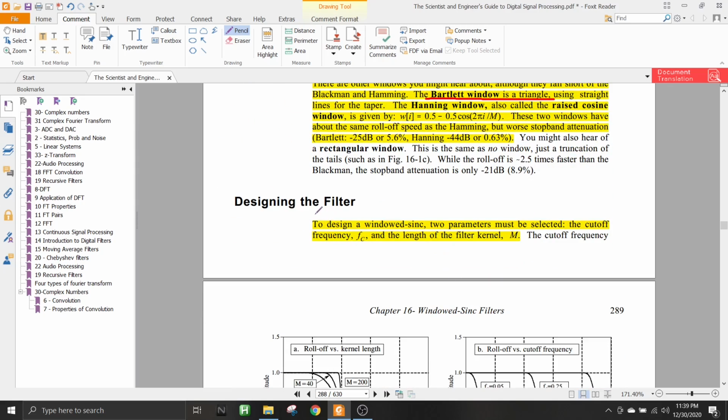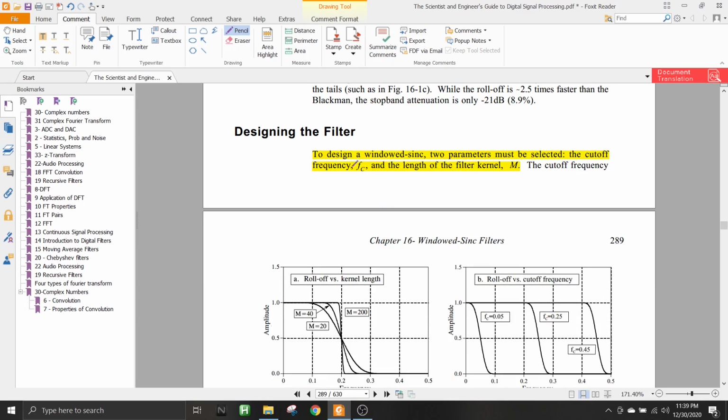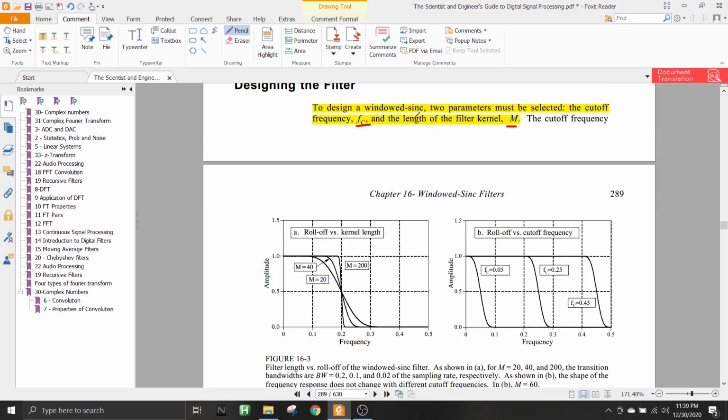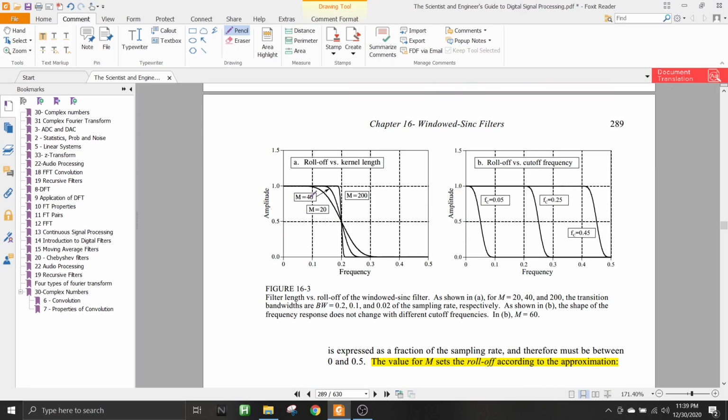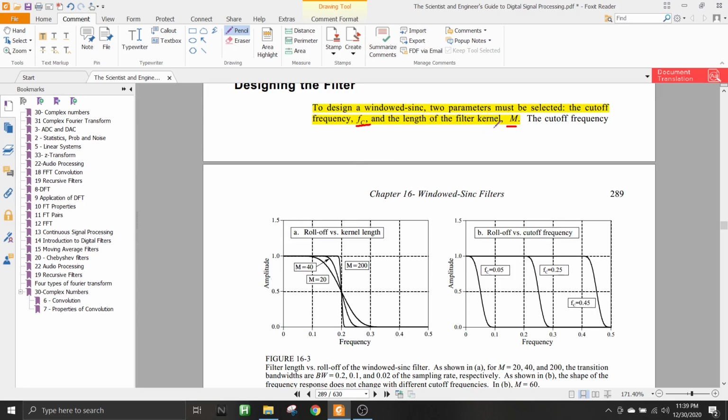Now, next we talk about how we design a window sinc filter. To design a window sinc, two parameters are selected: the cutoff frequency FC and the length of the filter M. So FC and M, these are the things that we can control about a window sinc filter. And by controlling these, we can actually make the frequency response look different. Okay, so if you change M, you can change the roll off. Okay, so M here is actually the kernel length.